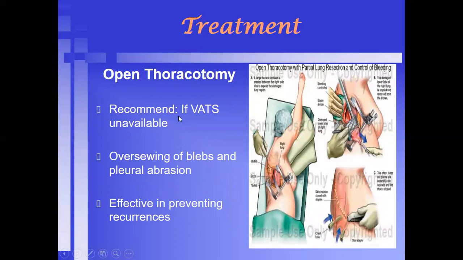So the last resort for treatment is your open surgery. This is recommended only if VATS is not available. So they do usually a lateral incision, open up the hemothorax, remove the air, and they do sewing of the blebs as well as pleural abrasion. So this is said to be very effective in preventing recurrence.